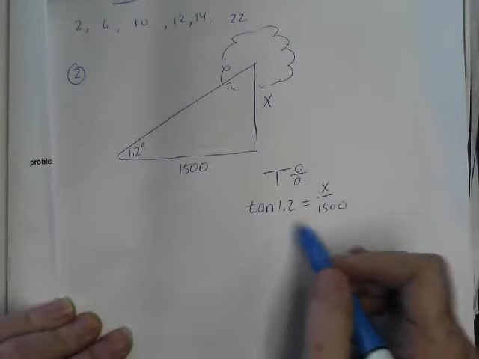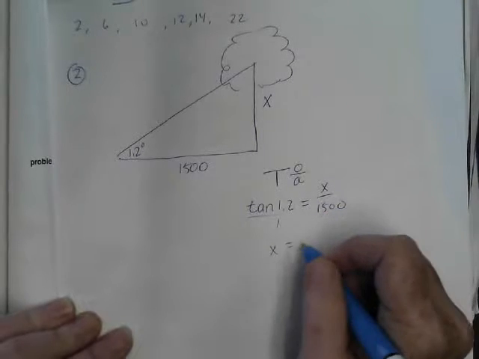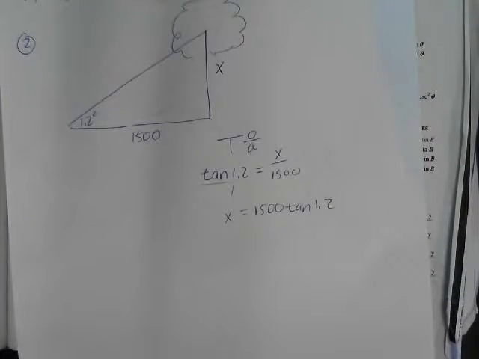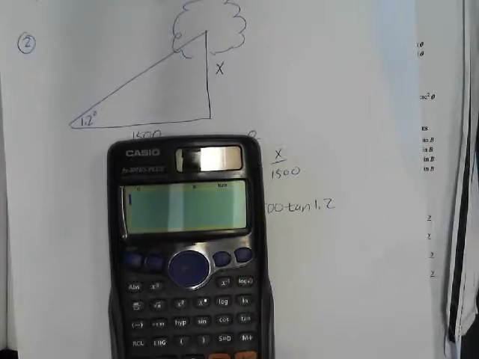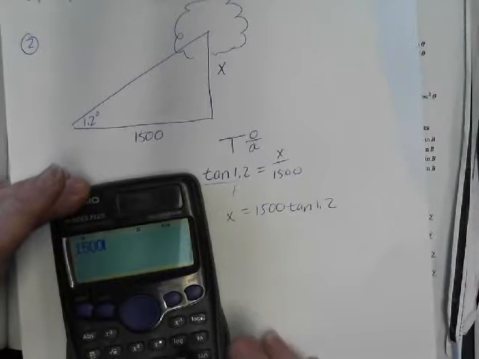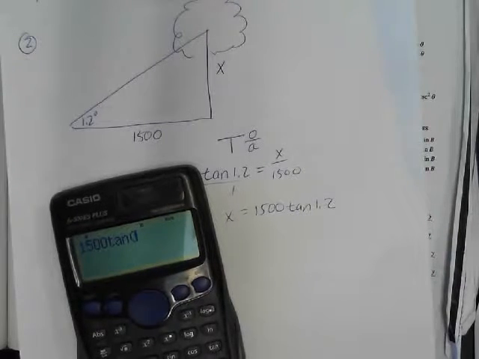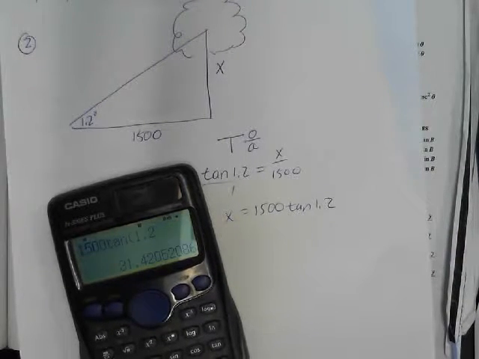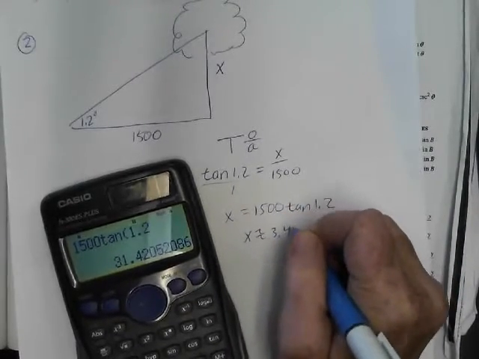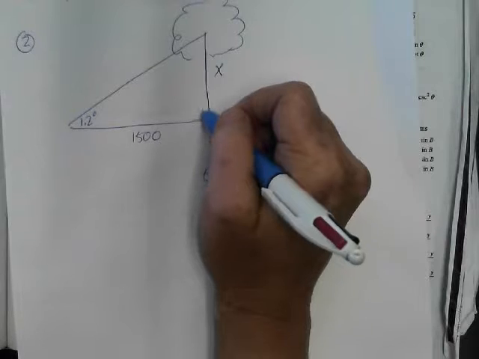And okay, so you can just cross multiply. X times 1 is x. 1,500 times that is 1,500 tangent 1.2, and then bust out the calculator. Here's my Cadillac calculator right here, the best one ever. 1,500 tangent. Tangent, you can't see that very well. So I got 31.42 degrees-ish. 31.42.